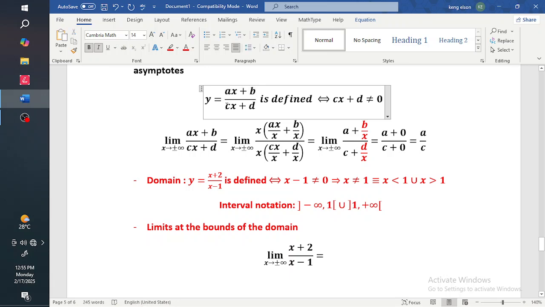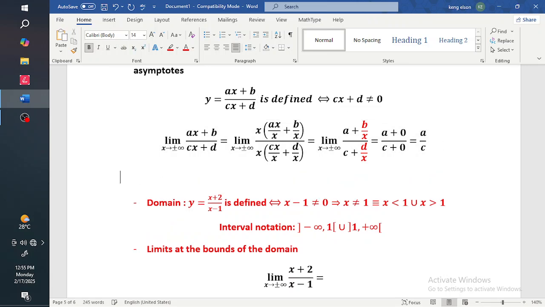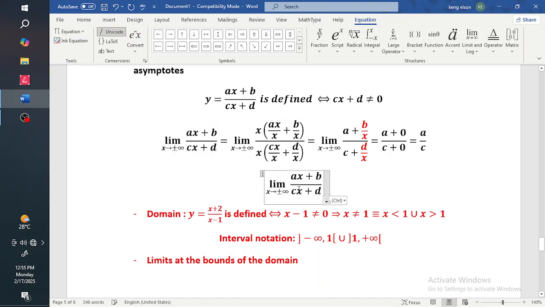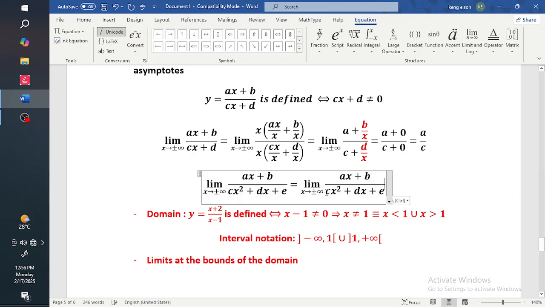Alright, because the answer is just going to give us a plus 0 divided by c plus 0, which is a over c. So in essence, this is because they are linear functions. If the degree of the denominator was higher than the degree of the numerator, the result will give you 0. Let me take for example, I'm just making it detailed so that it's going to help in other questions. Imagine that we want to find the limit as x goes to plus or minus infinity of a linear function over a quadratic, maybe cx squared plus dx plus e. We do the same thing, alright? What we do is that we go to the numerator and factor out the highest power of x. So if you do that, you'll be left with a plus b over x, alright?